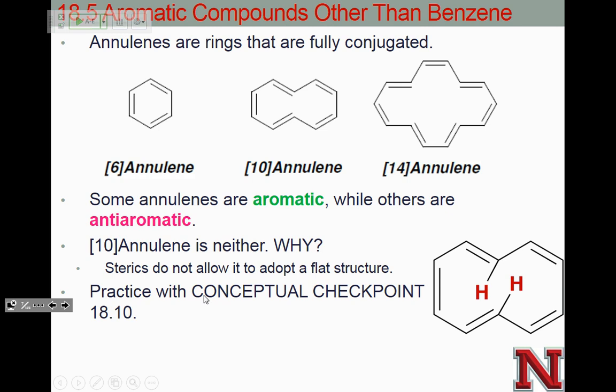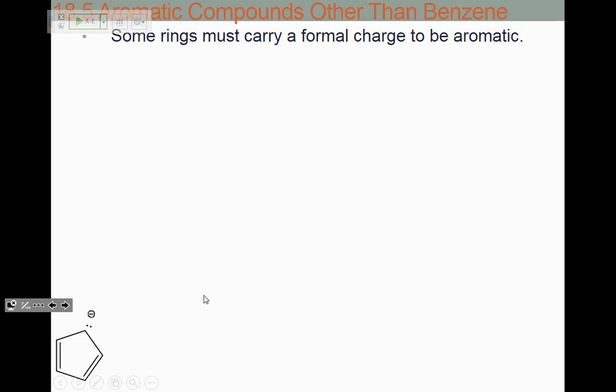With 14-annulene, we don't have that problem because of the geometry. But 10-annulene is special, it doesn't allow it to be planar. So again, it has to be planar for it to be aromatic.